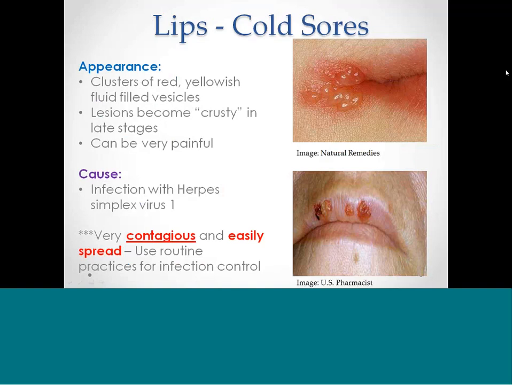Cold sores. Cold sores appear as clusters of multiple fluid-filled vesicles that eventually rupture, leaving ulcers. The ulcers become crusted in the late stages and can be very painful. The cause of cold sores is the herpes simplex virus 1. It is important to note that cold sores are very contagious and easily spread to other areas of the mouth or to other individuals. Any cold sore in the mouth should resolve within a week.